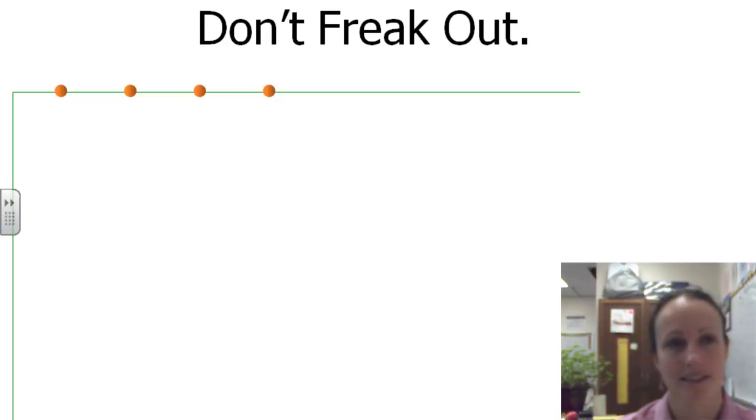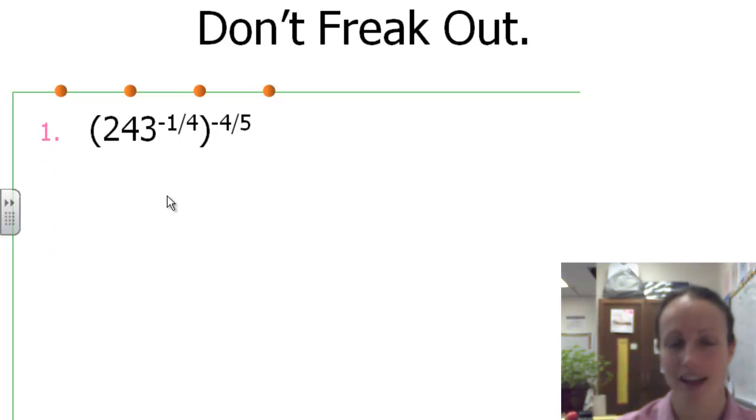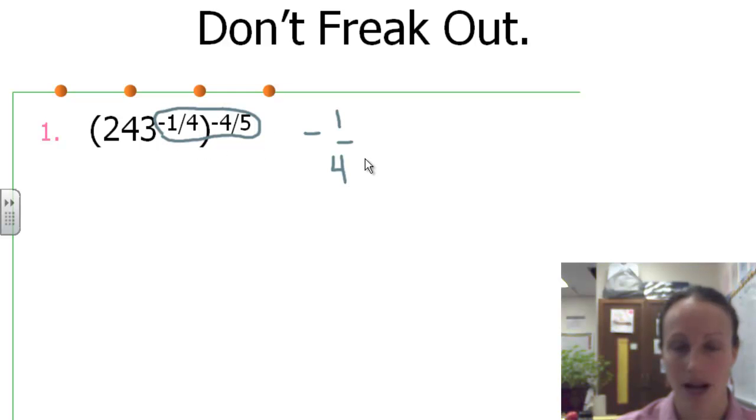Now don't freak out, but I did want to show you something kind of cool. Look at this nonsense. 243 raised to the negative 1/4 power, which we hate because of the fraction and the negative and the huge number, but we can do this. And then that is raised to another negative fraction. But it's going to end up being not so bad. If we just remember that we can multiply our exponents because we're taking a power of another power, we can multiply negative 1/4 times negative 4/5.